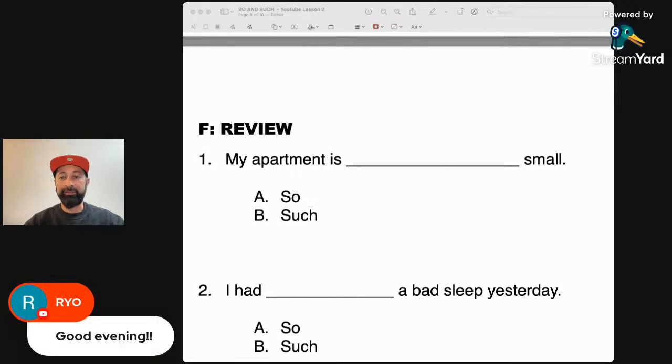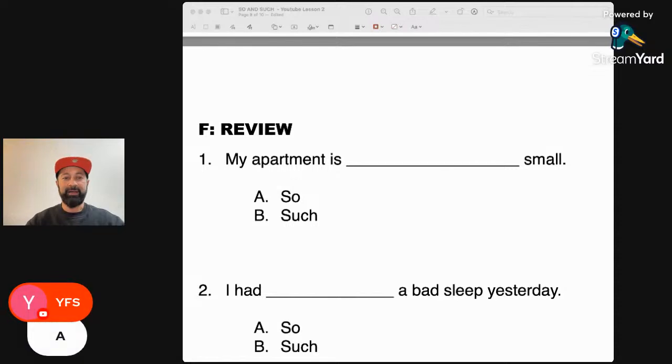So we're reviewing so and such, and then we're going to expand on that. YFS's answer is A. My apartment is so small. Perfect.